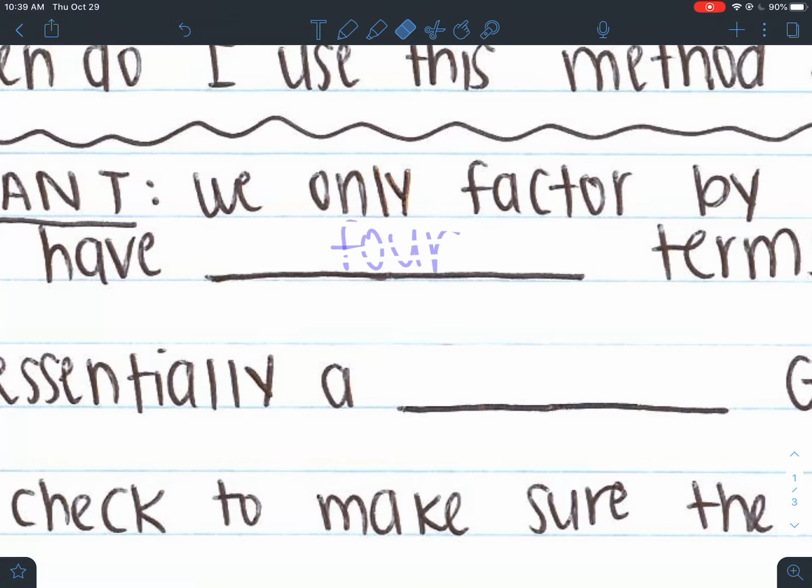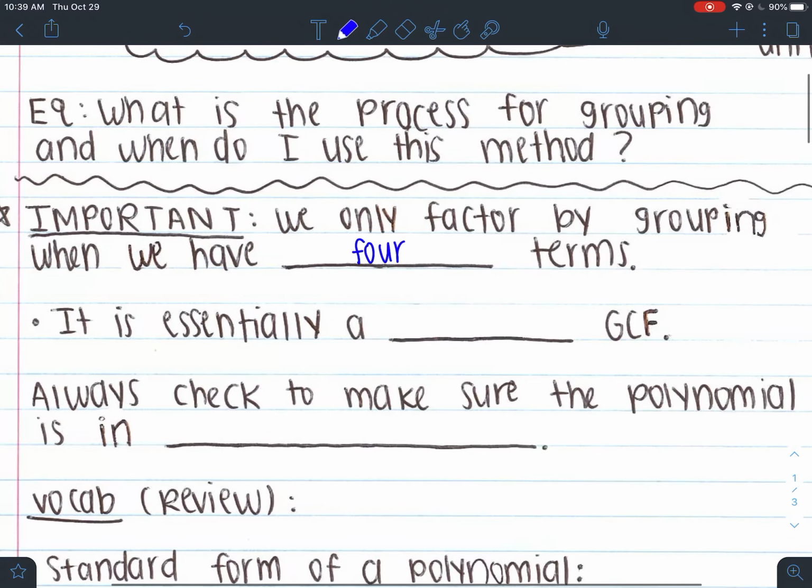Okay, so this is a process that we're going to use to factor trinomials, binomials, everything pretty much, and we're going to make them into 4 terms. So we're going to use this process to factor for the next 3 lessons. So it's super, super important that you understand this lesson as well.